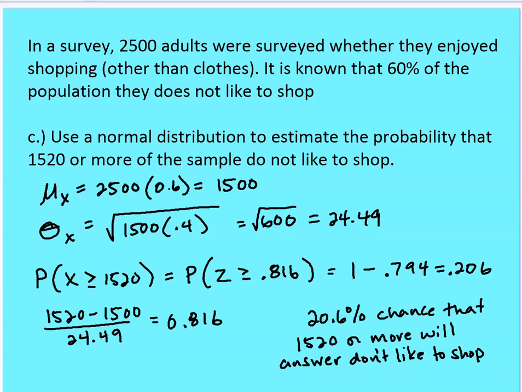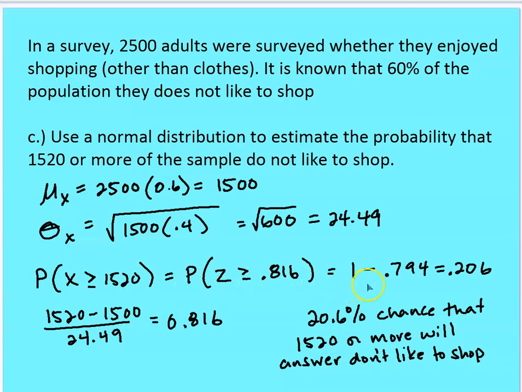Now we're going to use our normal distribution to estimate the probability that 1,520 or more of the sample do not like to shop. All right, so I'm going to find out what the mean value is: n times p, 2,500 people times 0.6. And the standard deviation is the square root of n times p times (1 minus p), which is 24.49. And then I want to find the probability that x is greater than or equal to 1,520. Using our z-scores, we can find the probability that z is greater than or equal to 0.816.